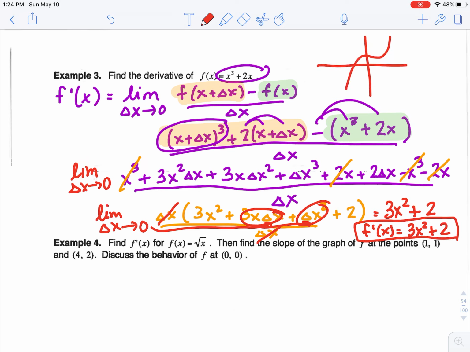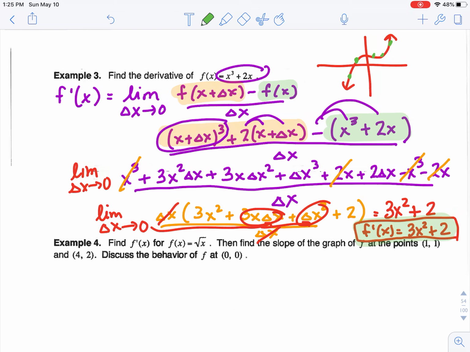Now this is some cubic graph, right? It's x to the third. I don't know what it looks like. But now this function that we got as our answer here, that's going to generate the slope at any point that I choose along my original curve, right? I can now find the slope. That's what the derivative does, okay?